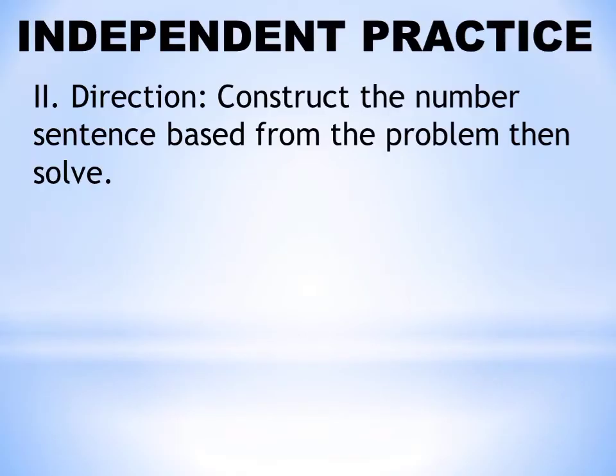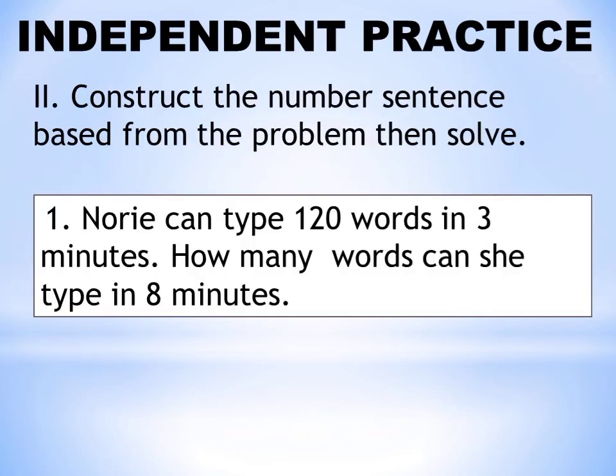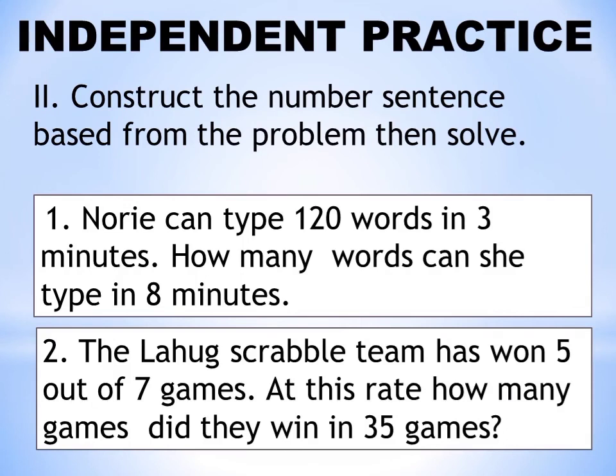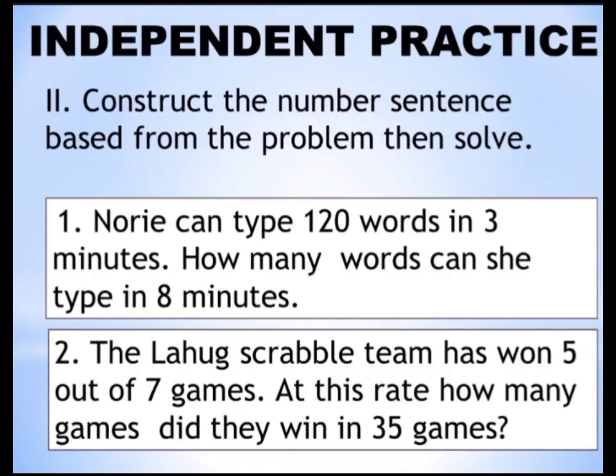Here is the direction for activity 2. Construct the number sentence based from the problem, then solve. Number 1. Nori can type 120 words in 3 minutes. How many words can she type in 8 minutes? Number 2. The Lahore Scrabble team has won 5 out of 7 games. At this rate, how many games did they win in 35 games?